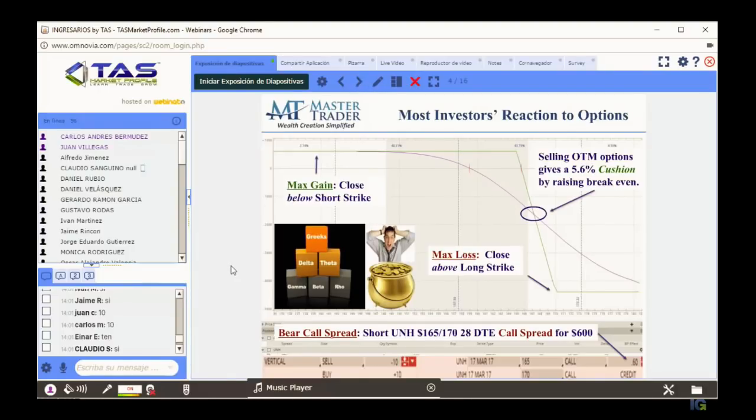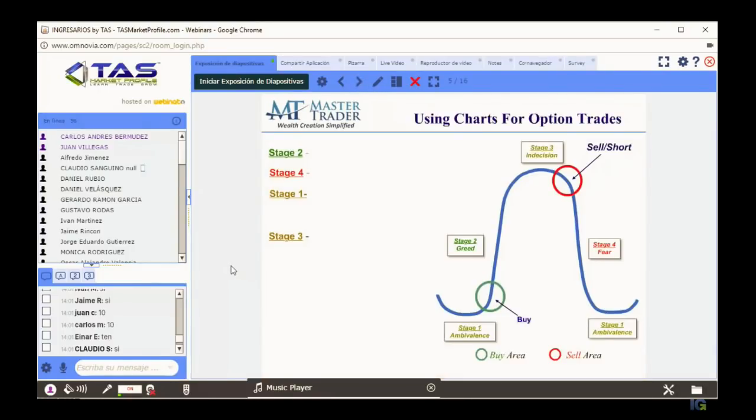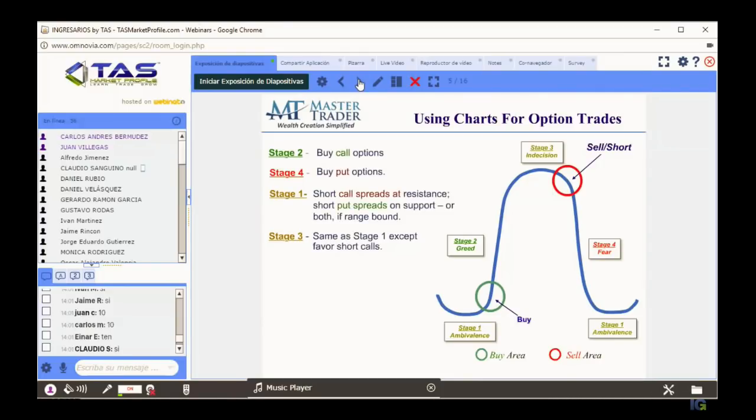So Dan, here's slide number 5. Excellent. Down arrow, please. Down arrow. A little more.